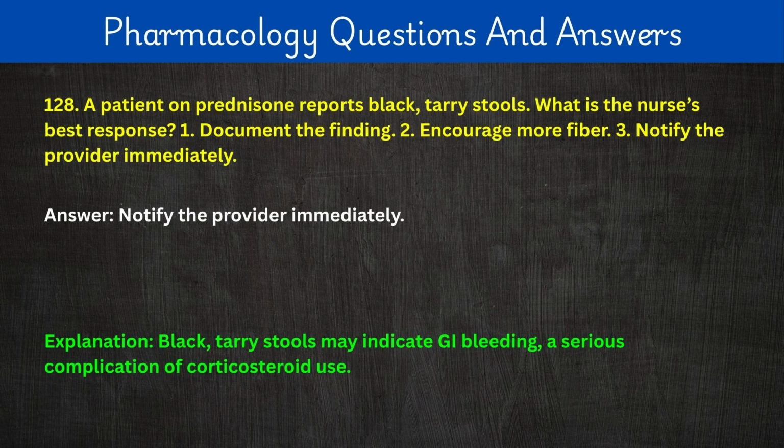128. A patient on prednisone reports black, tarry stools. What is the nurse's best response? 1. Document the finding. 2. Encourage more fiber. 3. Notify the provider immediately. Answer: Notify the provider immediately. Explanation: Black, tarry stools may indicate GI bleeding, a serious complication of corticosteroid use.